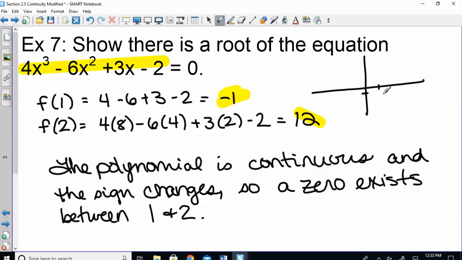So if you think about this on your graph, you had 1, -1, and 2 gave me 12. So the only way, if the graph's continuous, to get from those is by hitting 0. So for some x value between 1 and 2, I could plug that in and it makes the whole thing equal 0.